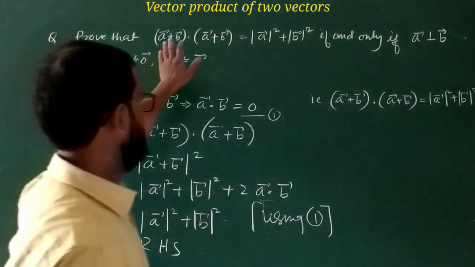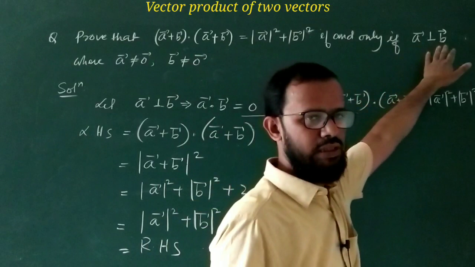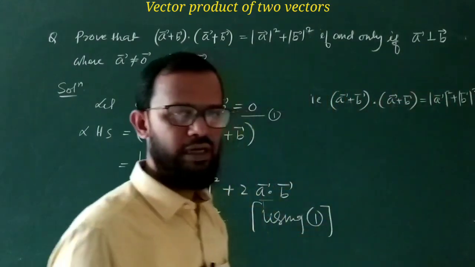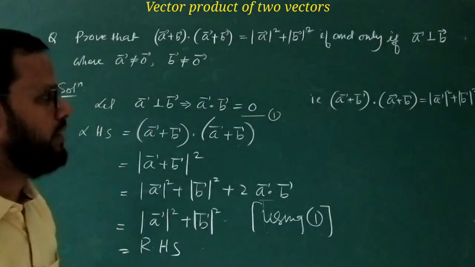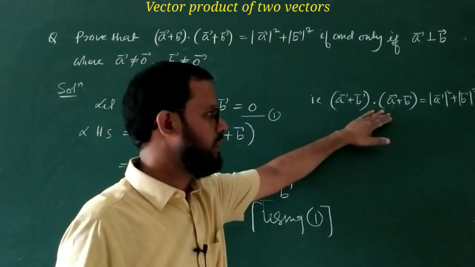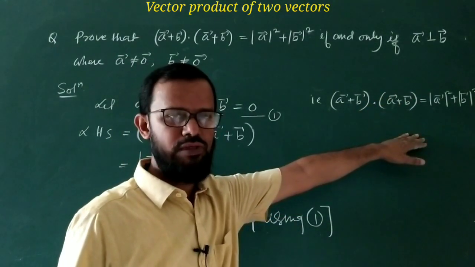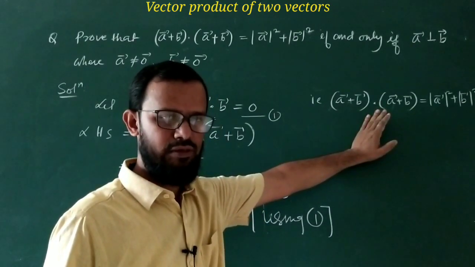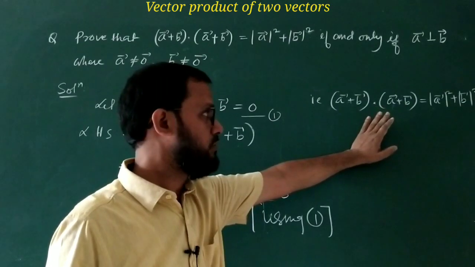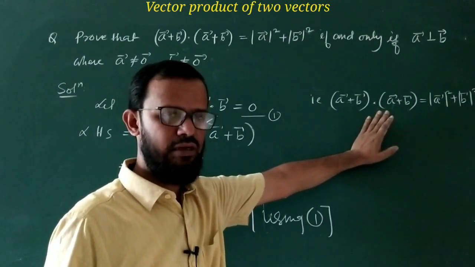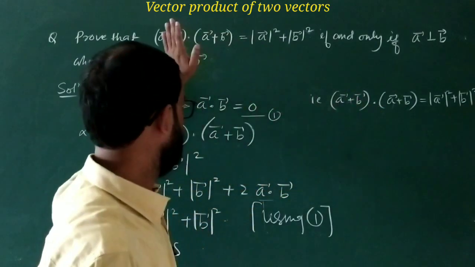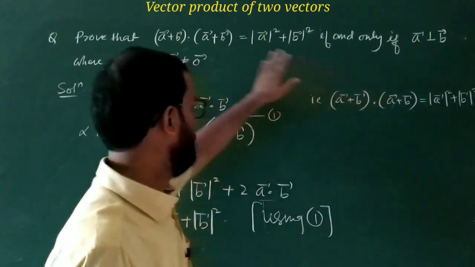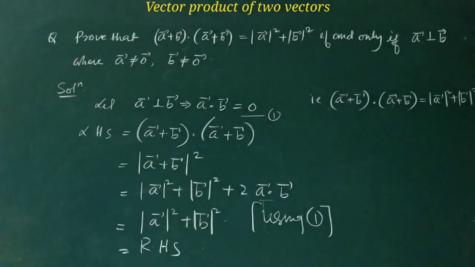First we suppose that this is true and we prove that A vector is perpendicular to B vector. And secondly, we suppose that A vector is perpendicular to B vector, and prove that this is equal to this. Hope you understand this. There are two ways of solving the particular question. ये particular question को दो तरीके से both side आप solve करना होगा. First we suppose one side, prove other side, and then you suppose the other side and prove this side. So this is a very interesting question.